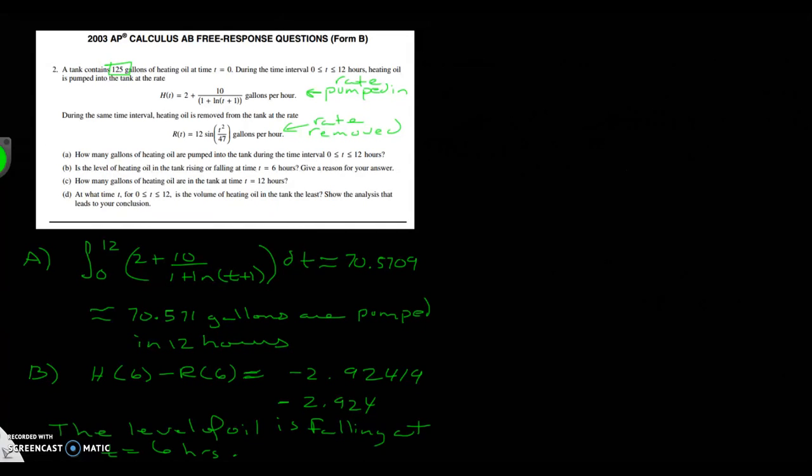Okay, part C says how many gallons of oil are in the tank at time t equals 12 hours. Okay, so if we want to know how many gallons there are, now we have to use that 125 because it started with 125. So you'd write 125 plus the integral of the two rates. So you would do 0 to 12, h of t minus r of t dt. You want to subtract the rates.